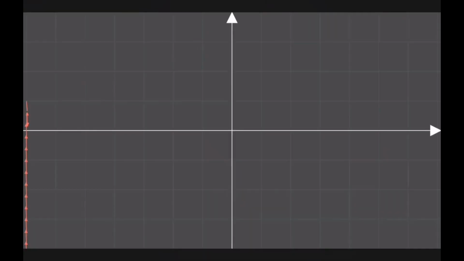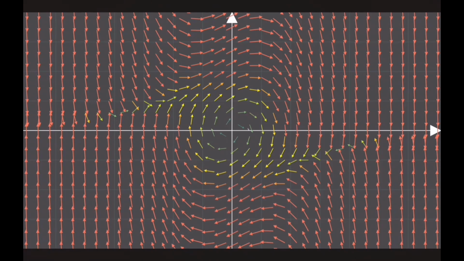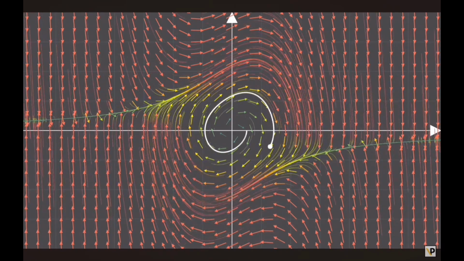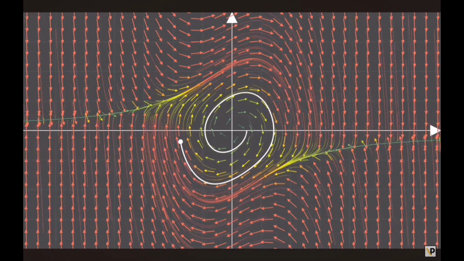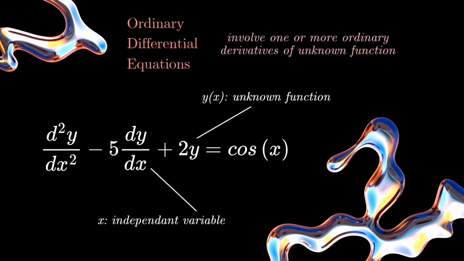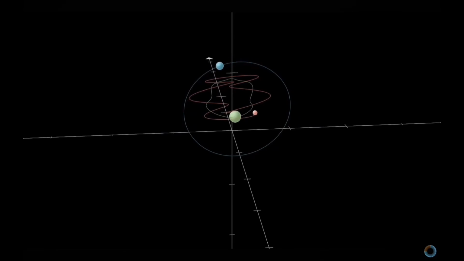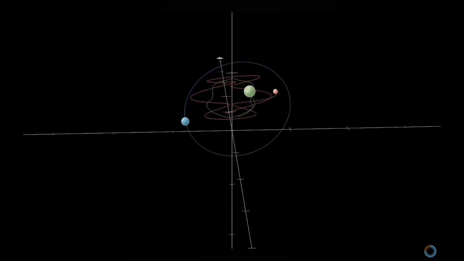In this video, we will be focusing particularly on ordinary differential equations, which involve one or more ordinary derivatives of unknown functions with respect to one independent variable. As you can see here, d squared y over dx squared minus 5 dy over dx, where x is the independent variable, plus 2y, where y(x) is the unknown function, equals cosine of x. The order of an ODE is essentially just the order of the highest order derivative.